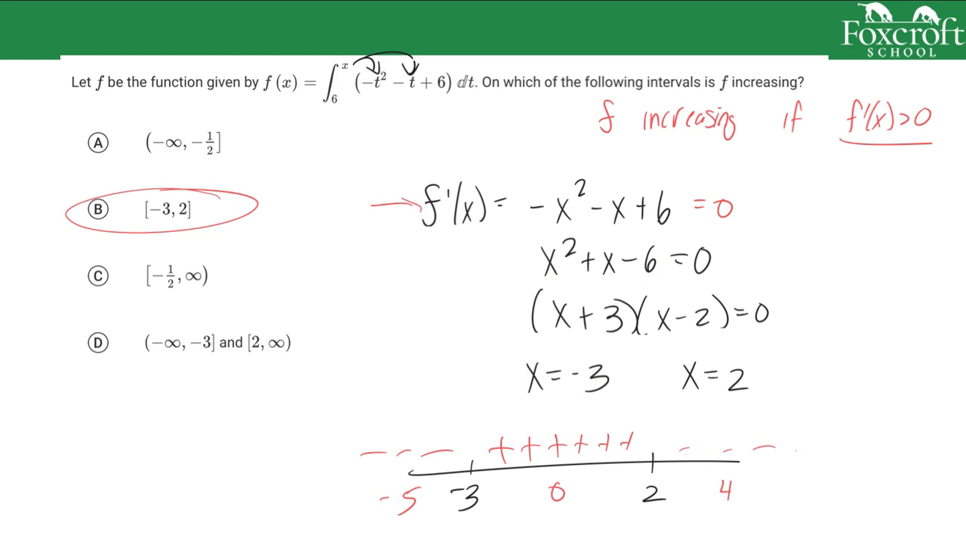So again, just connecting multiple different things from multiple different units. Increasing means your derivative is positive. You find the derivative by doing the fundamental theorem of calculus, and then kind of that number line stuff we learned in Unit 6 from there.